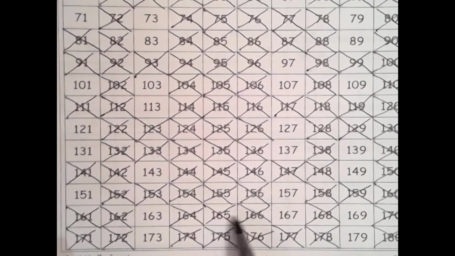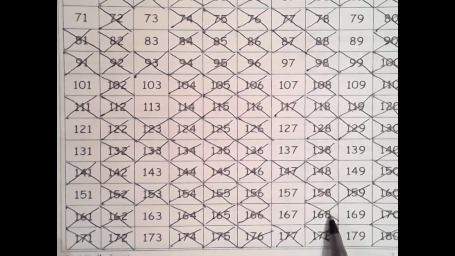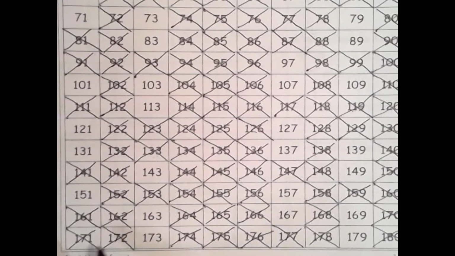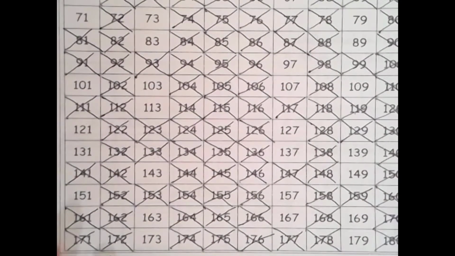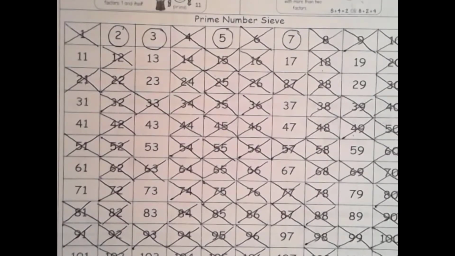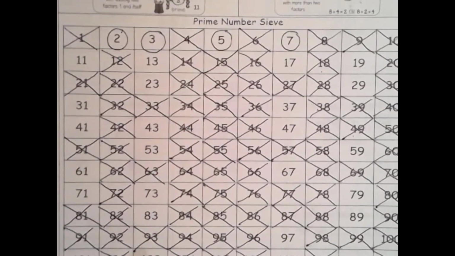Then 168, 175. So we are done with our 7s. Okay, we're getting it narrowed down.